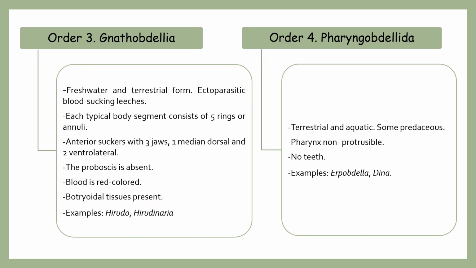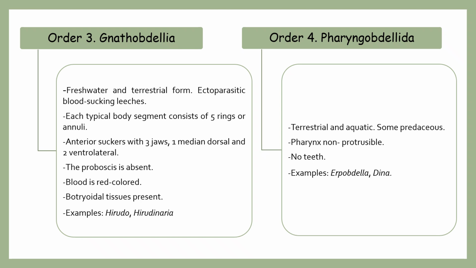Coming to order 3, Gnathobdellida, we can observe these are freshwater and terrestrial forms. They are completely ectoparasitic blood-sucking leeches. The body is typically divided into segments, and each segment is further divided into 5 rings, also known as annuli. They have both anterior and posterior suckers, right? And their blood is red in color. As I told you, they have that characteristic botryoidal tissue. The examples for this category are Hirudo or Hirudinaria.